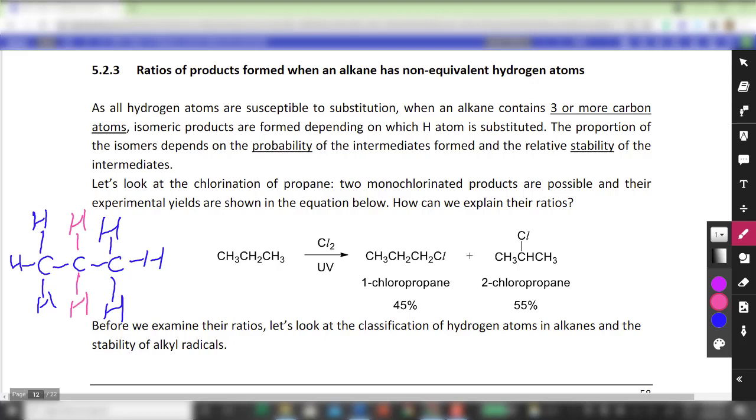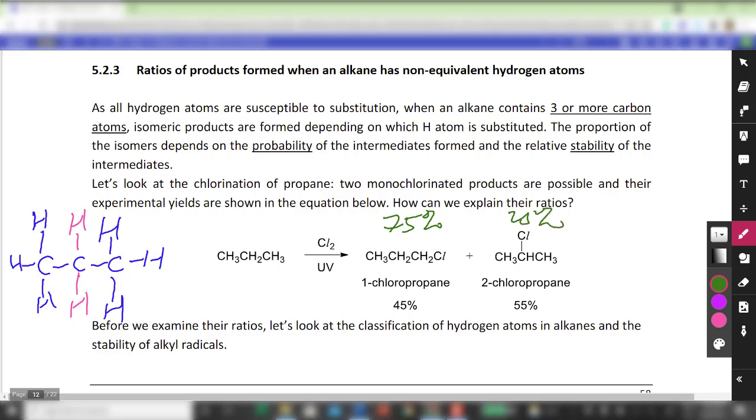Why is it different? Because the 6 H's at the end are what we call primary hydrogens, and the 2 in the middle are what we call the secondary hydrogens. In order for me to get 1-chloropropane, I will need to replace one of the 6 H's at the end. So if you simply look at it as a probability game, the ratio of 1-chloropropane to 2-chloropropane should be about 75% to 25%.